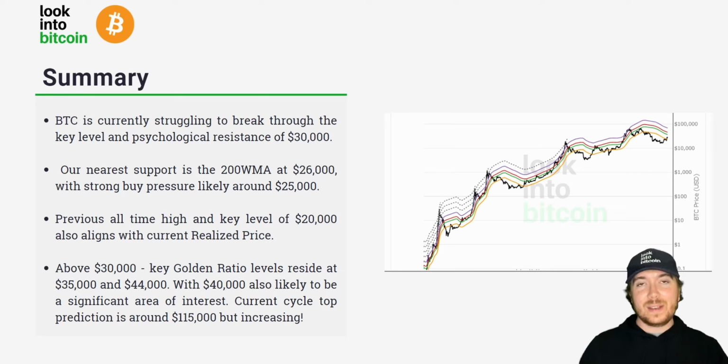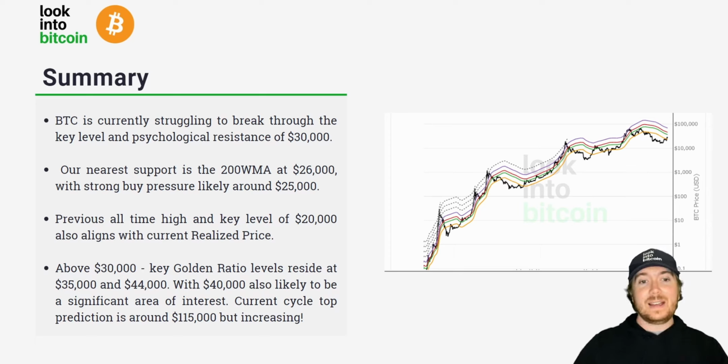And as we break through $30,000, it'll probably signify to a lot of people that we have more room to grow to the upside. However, beneath that, our nearest support is the 200 weekly moving average, which is currently at around $26,000, and will likely also have strong buy pressure at around $25,000, which has been a very key technical level throughout the bear market. And we can also see if we were to break even lower than that, then the previous all-time high and key level of $20,000 also aligns with the current realized price, which would signify a very strong level of support where potentially a lot of traders and investors would accumulate at a significant discount.